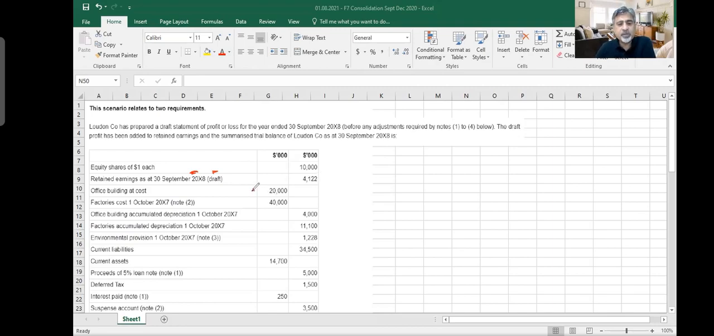Office building at cost 20,000, factories at cost on 1st October 2007. Note 2. So remember that this is the year ending 30th September 2008. Office building accumulated depreciation on 1st October 2007. So when you subtract this from this, you get net book value. But this is actually at the beginning of the year. This is beginning of the year. This is beginning of the year.